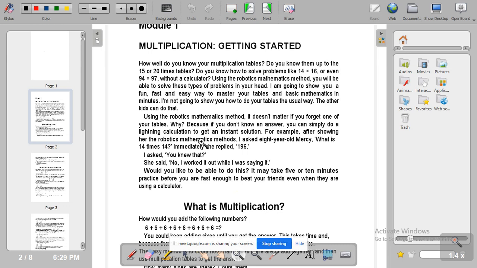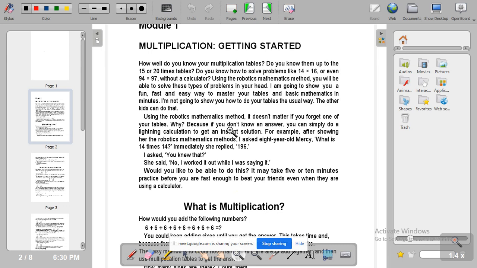Using the robotic mathematics method, it doesn't matter if you forget one of your timetables. Why? Because if you don't know any answer, you can simply do a lightning calculation to get an instant solution. For example, after showing her the robotic mathematics methods, I asked 8-year-old Mercy, what's 14 times 14? Immediately, she replied, 196. I asked, you knew that? She said no. I worked it out while I was saying it. Would you like to be able to do this?